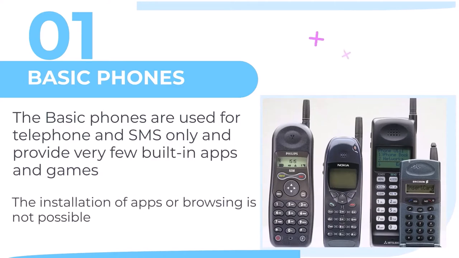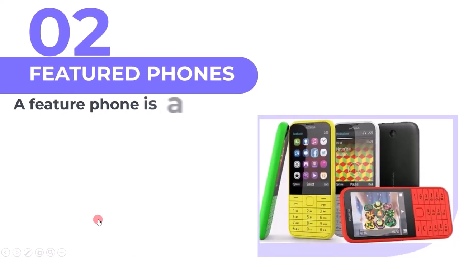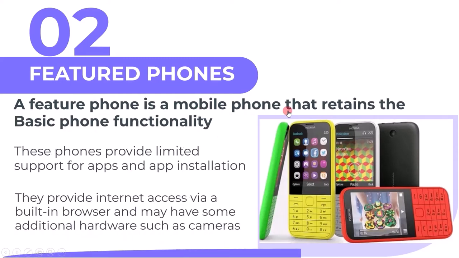The first device is basic phones. The basic phones are used for telephone and SMS only and provide very few built-in apps and games. The installation of apps or browsing is not possible. Let's see feature phones. A feature phone is a mobile phone that retains the basic phone functionality. These phones provide limited support for apps and app installation. They provide internet access via a built-in browser and may have some additional hardware such as cameras.